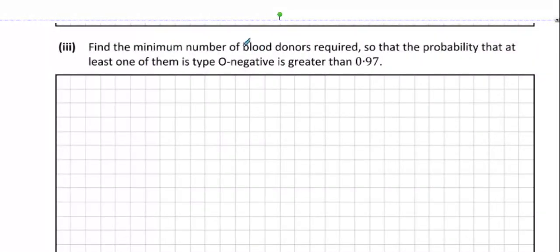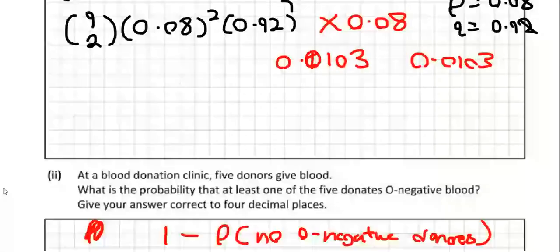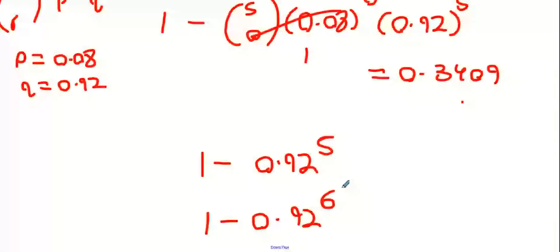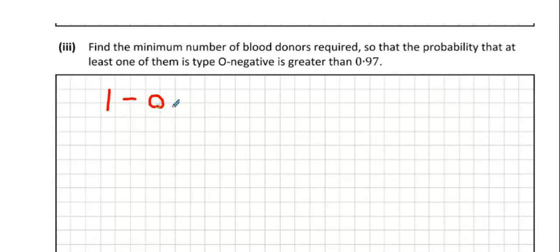Okay. Find the minimum number of blood donors required so that the probability that at least one of them is O negative is greater than 0.97. So what we did earlier was, when we had 5 donors, it was 1 take away 0.92 to the power of 5. If we had 6 donors, it'd be 1 minus 0.92 to the power of 6. So in this case, it'd be 1 minus 0.92 to the power of k. And what we want is this to be bigger than 0.97.